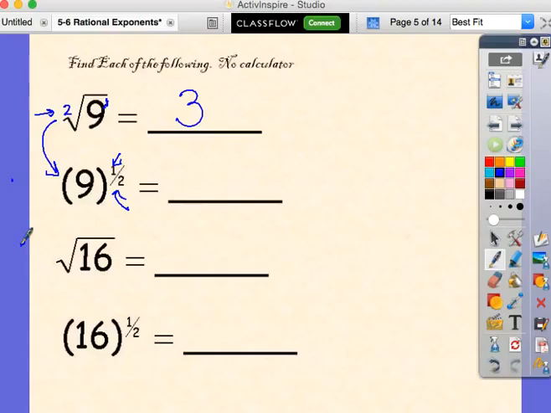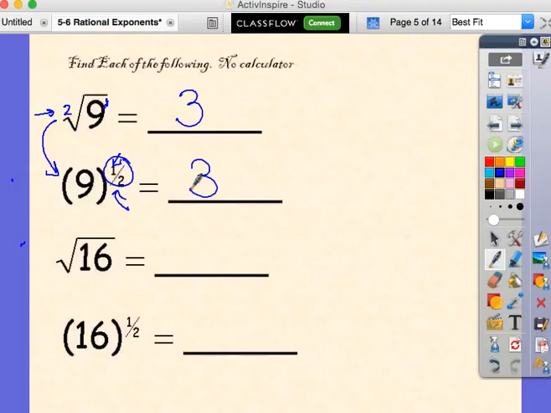Okay? So that's just another way of writing square root of 9. 9 to the 1/2 power means square root of 9. It's the same thing. It's written in a different form. It's written having a rational exponent. You just need to get in the hang of seeing it differently. Okay, so 9 to the 1/2 power is still 3. It's still 3. It's just another way of writing square root of 9.